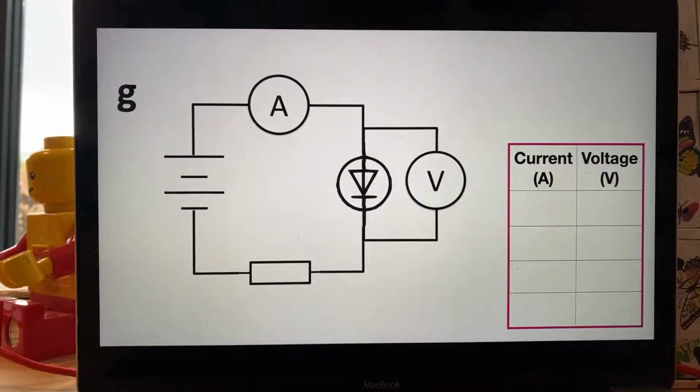How many others? I think there's just 2 more. You've got a battery with a positive end facing upwards and a negative end facing downwards, an ammeter in series, a diode facing downwards, a voltmeter reading the voltage across it, and a fixed resistor in there. Are you going to be able to get results from that?